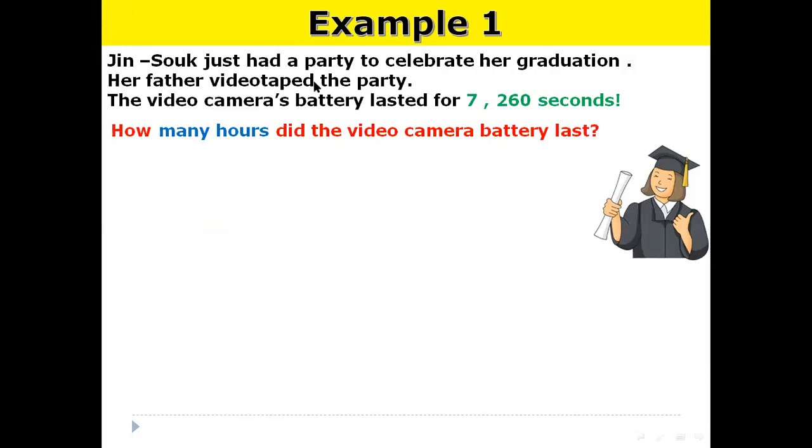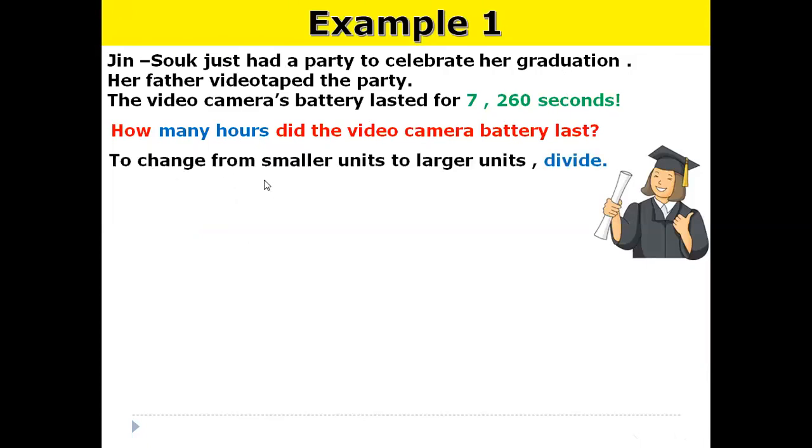So, look, we know that her camera lasted this many seconds. We need to know how many hours 7,260 seconds is. So we're going to change from seconds to hours. Which one do you think is bigger, the seconds or the hours? Of course, the hours. So we are changing from very, very small units of time, which is seconds, to a larger one, hours. So to change from smaller units to larger units, we divide.